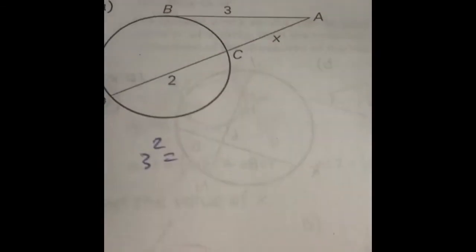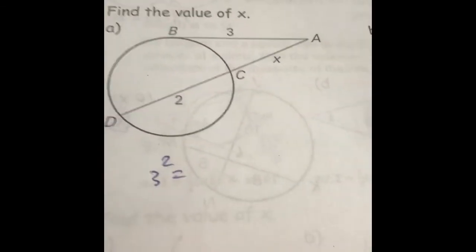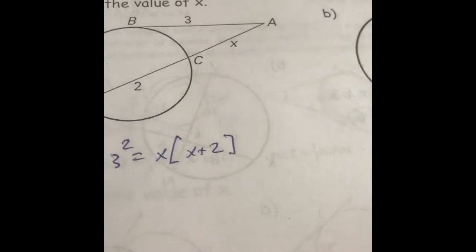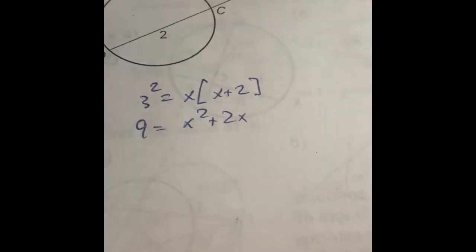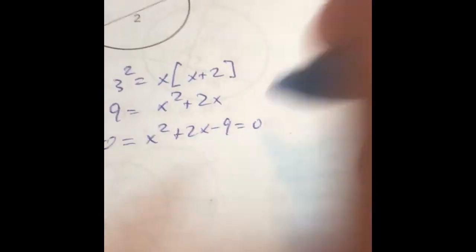So you're going to say 3 squared is equal to, now one more time, the outside segment times the entire secant segment. Okay, so the outside segment is x, the entire secant segment is x plus 2. So I now have 9 is equal to x squared plus 2x. Subtract 9 the other way: x squared plus 2x minus 9 equals 0.